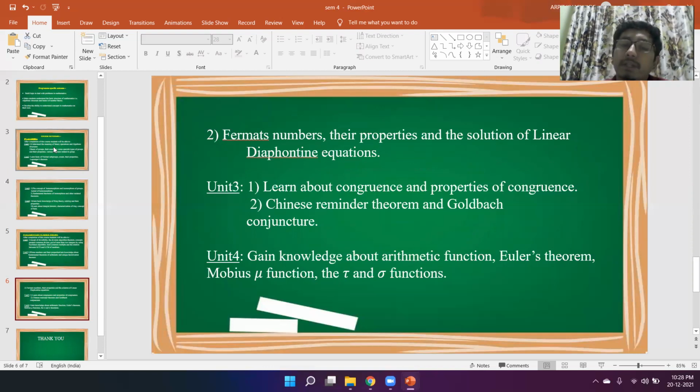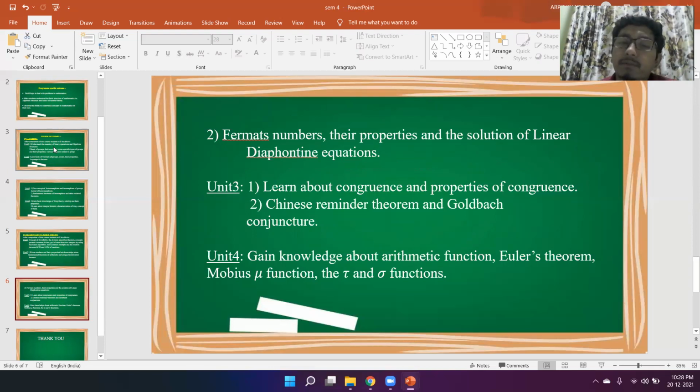Then we come to Unit 3. Unit 3 is all about congruences. From this unit, students will be able to understand congruence and the properties of congruences. And if a system of congruences is given, then there is the Chinese remainder theorem, which helps to find the solution of the system of congruences, and lastly the Goldbach conjecture.